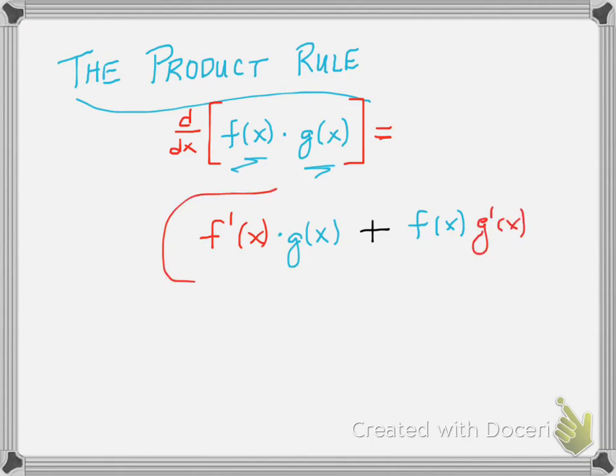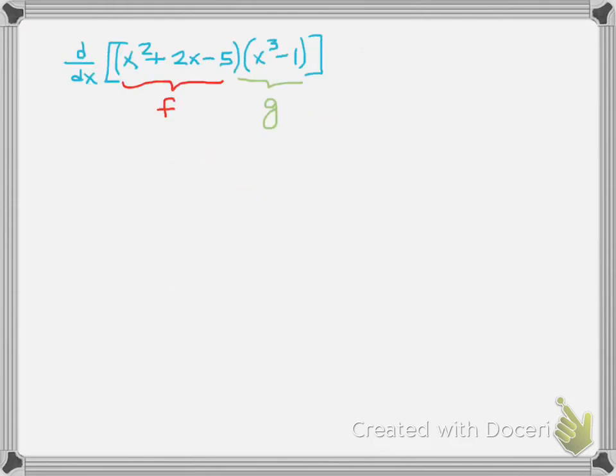So take a step back and kind of look at that for a minute before we do an example. Basically what we did is we took the derivative of one function times the other original function plus, and then we did a swap, the derivative of the other function times the original first function. Sometimes you'll hear me say things like the derivative of the first times the second plus the derivative of the second times the first. So you can think of it that way as well. Let's look at an example.